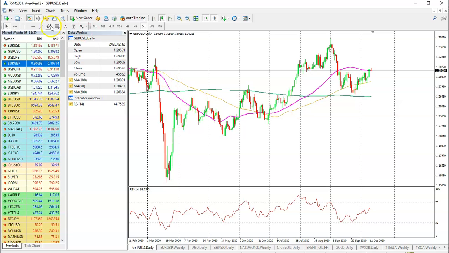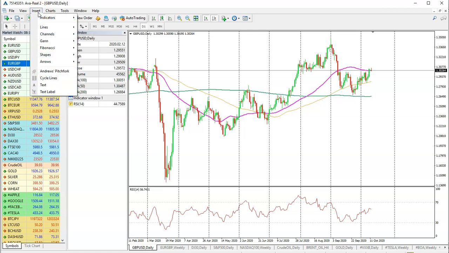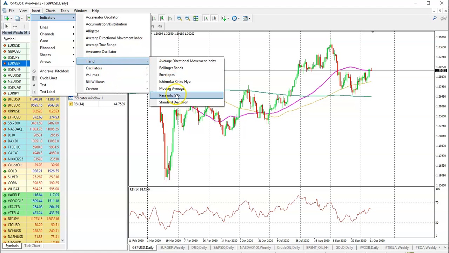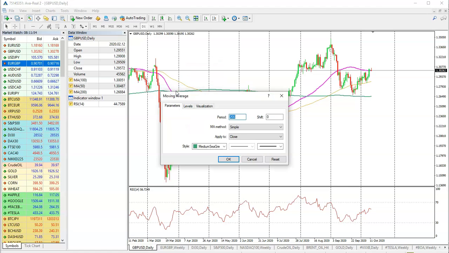Now, in order for you to put these moving averages on your chart, doesn't matter whatever the time frame is, all you have to do is go over here, click Insert, Indicators, Trend, and then Moving Average. The moment that you click on Moving Average, where it says period, you can change that to 50, to 100, and then to 200. The MA method remains simple, and then you can change the colors as you like, or you can just follow the one that I have.